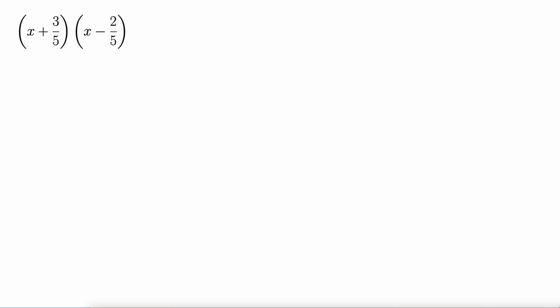Here we want to multiply (x + 3/5)(x - 2/5). All right, well, it's a binomial times a binomial, so we use the FOIL method for that. Anytime you see a binomial times a binomial, binomial means two terms, use FOIL. F-O-I-L: first, outside, inside, last. All right, so let's do it.